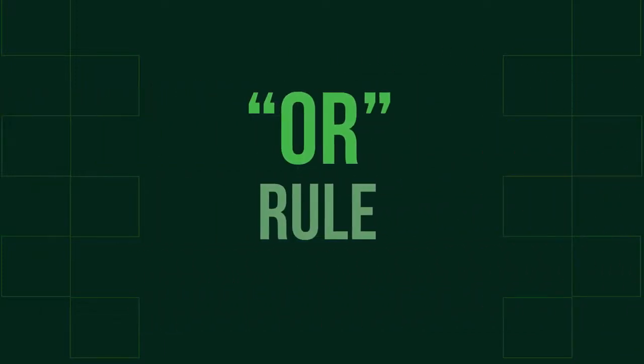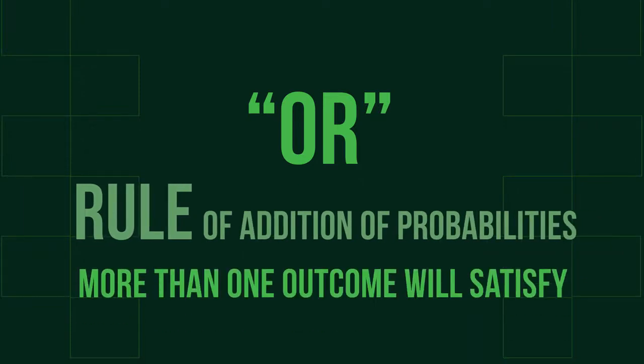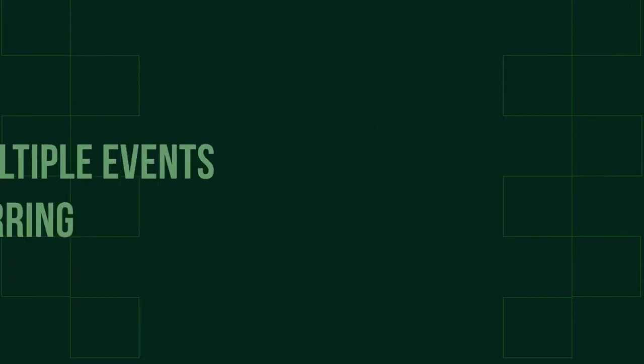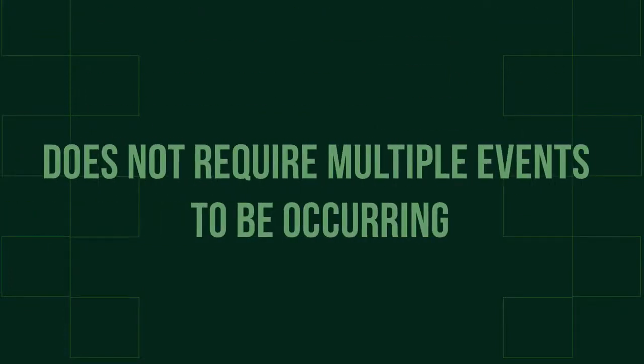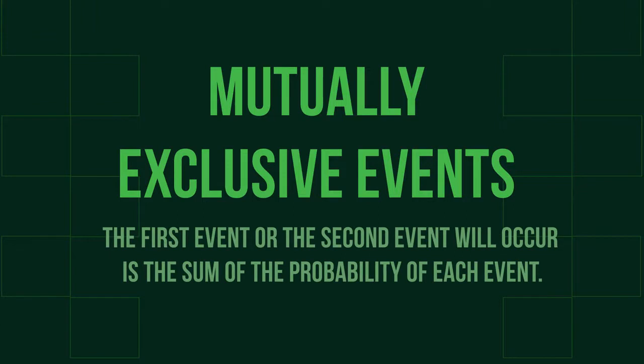Our second rule is the OR rule. This rule is based around the addition of probabilities when more than one outcome will satisfy. This rule does not require multiple events to be occurring, as it is impacted by the exclusivity of the events. For mutually exclusive events, the probability that the first event or the second event will occur is the sum of the probability of each event.